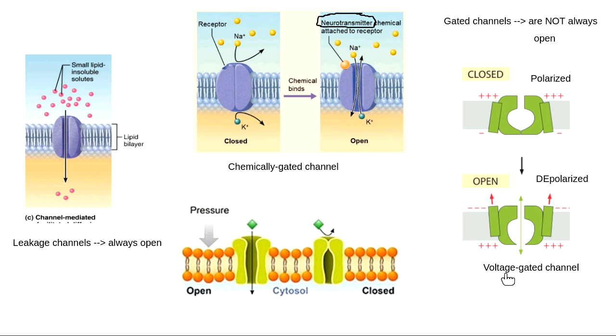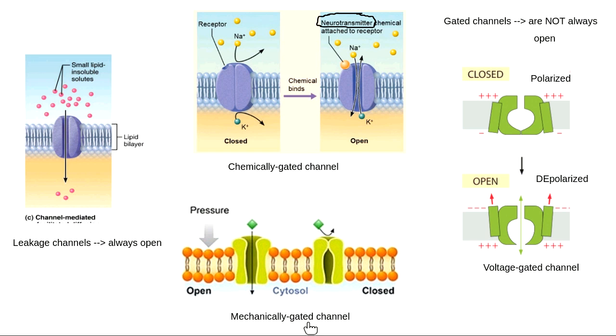So voltage-gated channels open up when the charge changes. Chemically gated channels open up when a chemical attaches. Either way, with both of these types of gated channels, when they open up, stuff can go in or stuff can go out, depending on what we're trying to transport here. The last kind of channel that we have is called a mechanically gated channel.